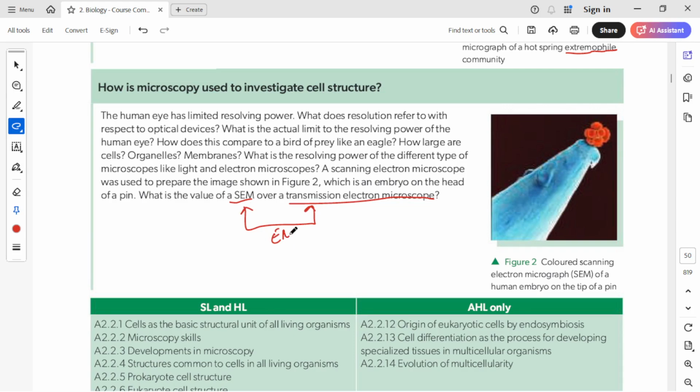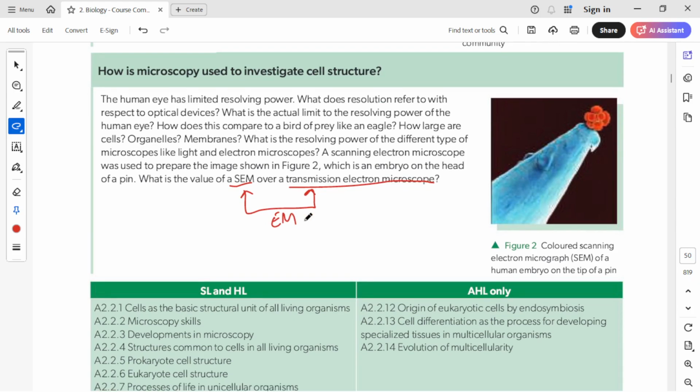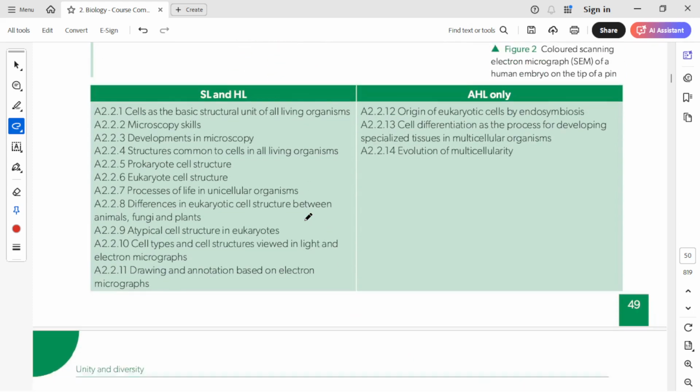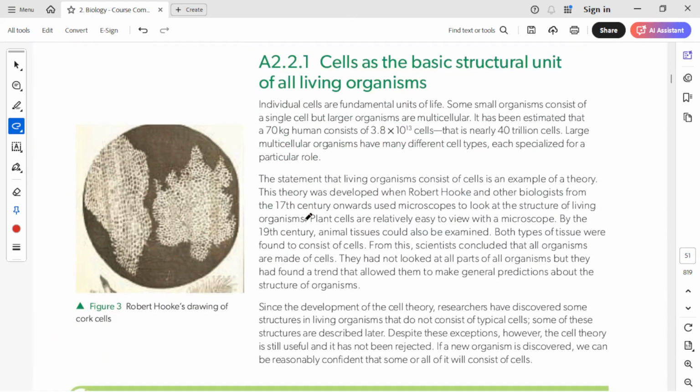Okay, so let's go ahead. We'll start with the chapter now. Cells are the basic structural unit of all living organisms. So definitely the individual cell is the fundamental unit of life. A multicellular organism, which might have a lot of cells, is actually made up of these combined individual cells.